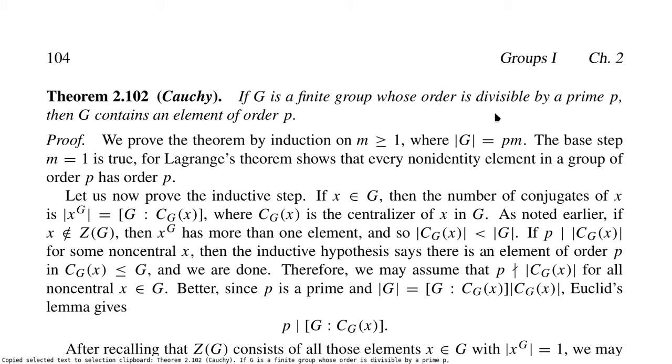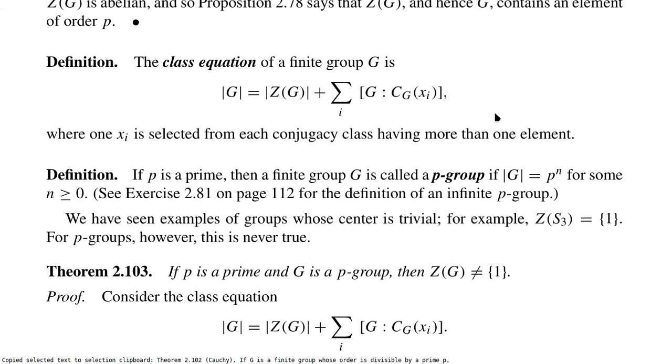Okay, so that was Cauchy's theorem. Now we go on to the next important thing, that is the class equation. The class equation is essentially just what we saw. For every finite group, you can write the order of the group as the order of the center plus a summation over the indexes of the centralizers. Right?